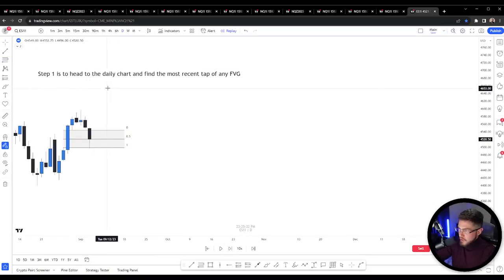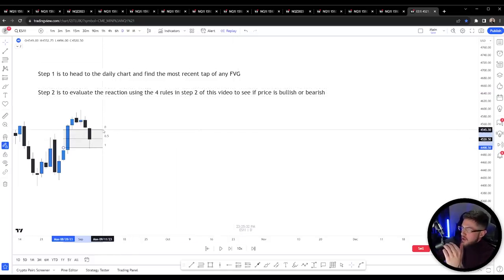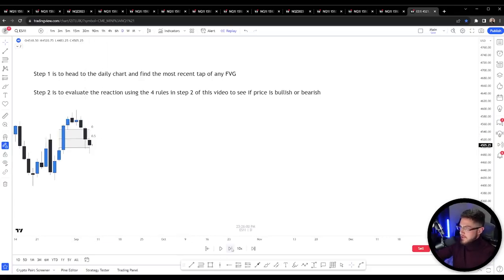Step 2 is we're going to wait and evaluate the reaction using the 4 rules that we went over in step 2 of the video, to see if price is bullish or bearish. So remember, if price closes beyond the midpoint, meaning it closes beyond this 0.5, then it is invalid. That doesn't mean we're going to immediately short this to the low. We need an inversion to do that. So right here, it's invalid. We are just looking at this as a no trade scenario.